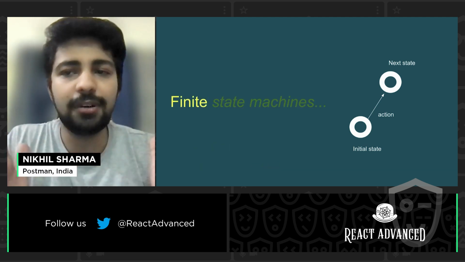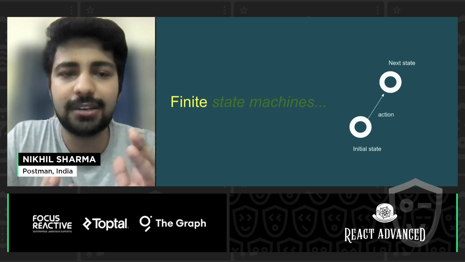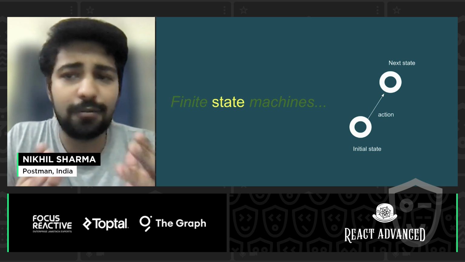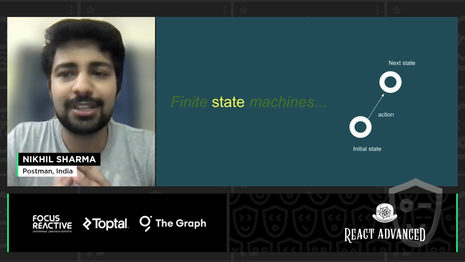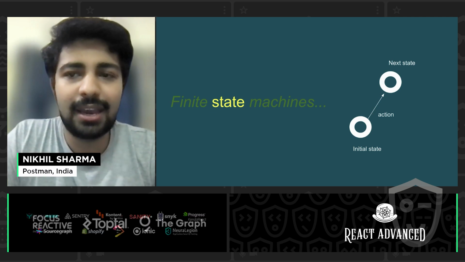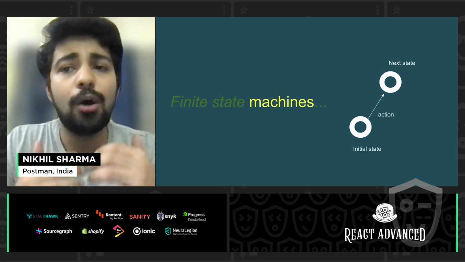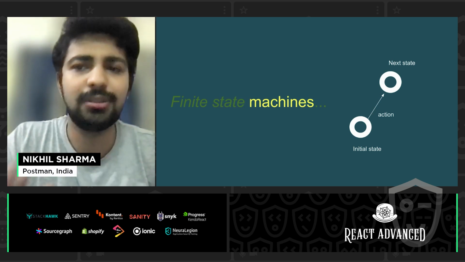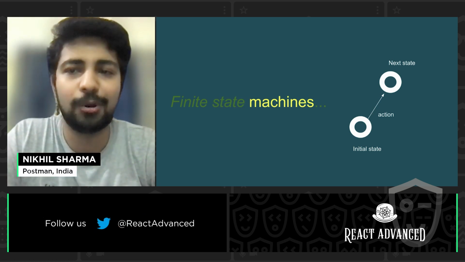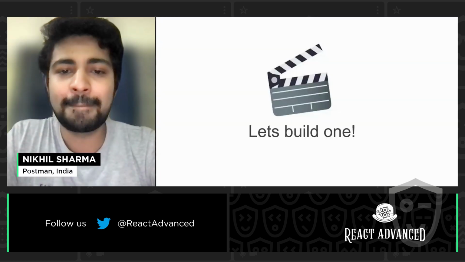And that's what these three words mean, right? You have a finite number of states. You have a state, which is the condition or situation your UI is in. And there's a machine which is orchestrating that state and how those states transition based on actions. So that is mostly the whole point of a finite state machine.